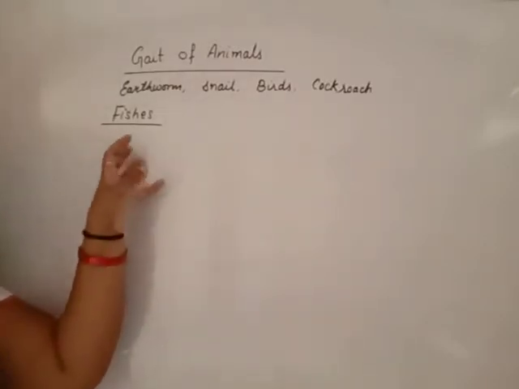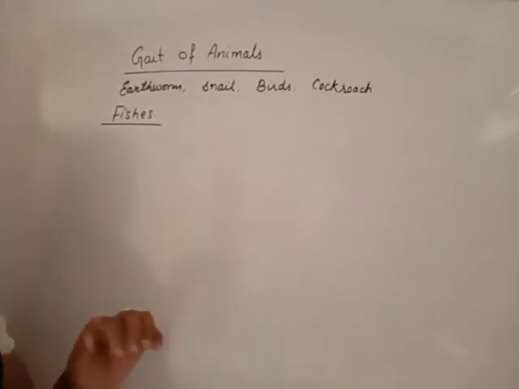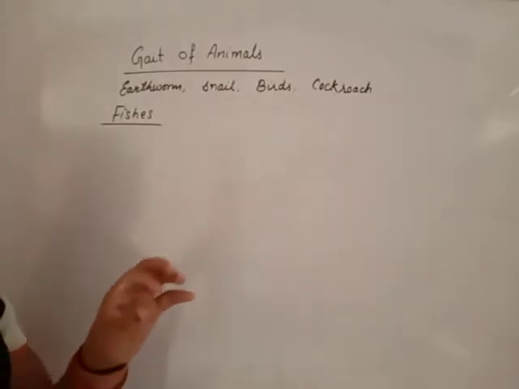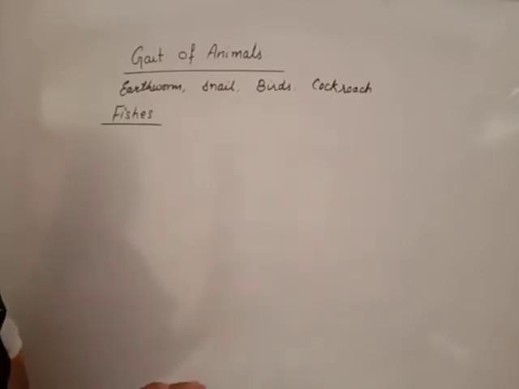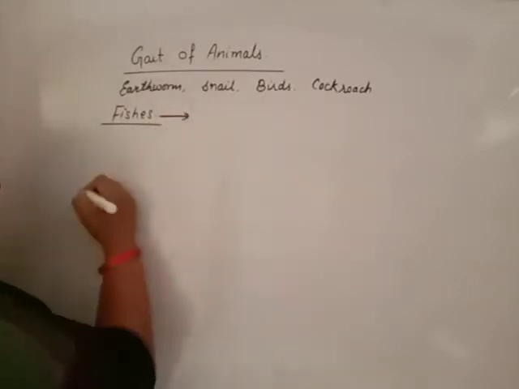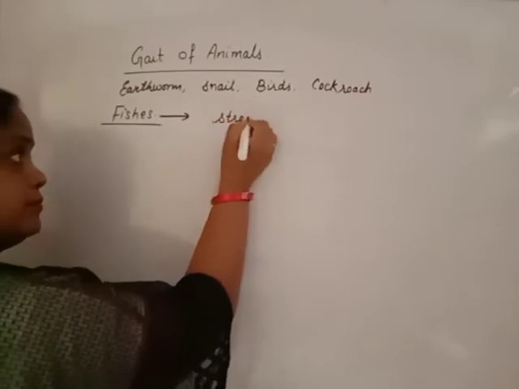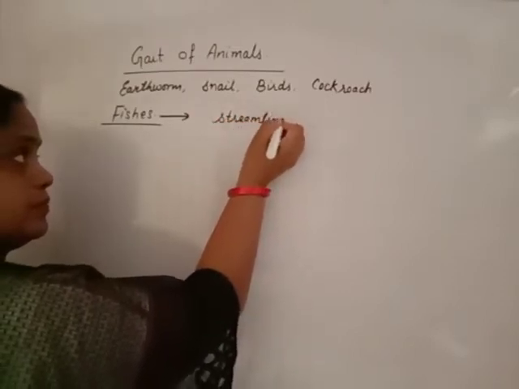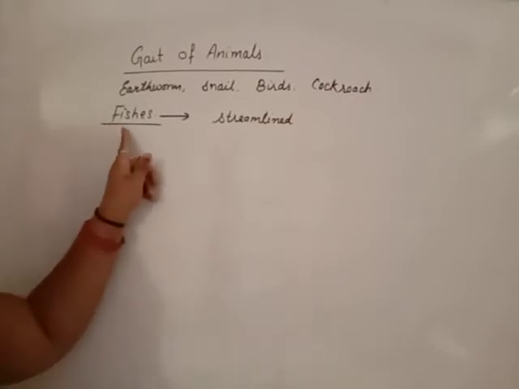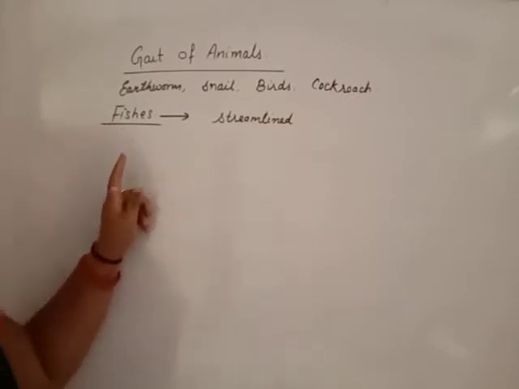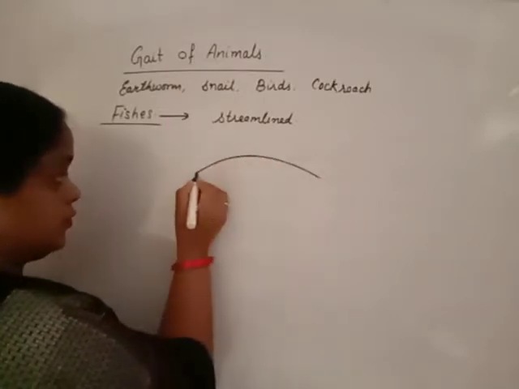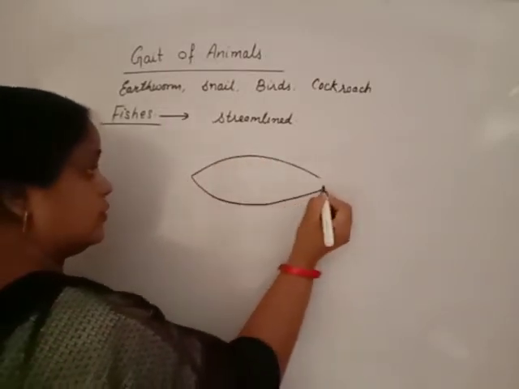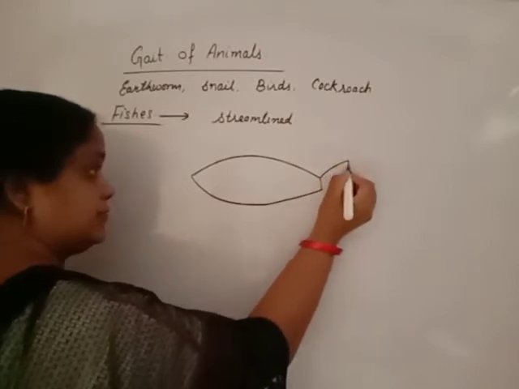The body structure or shape of the fish body is such that they can easily swim in the water. Their body is streamlined. It means the body of fishes is tapered at the end and wider in the middle. Beta, fish is just like this. You draw a fish in your notebook just like this.